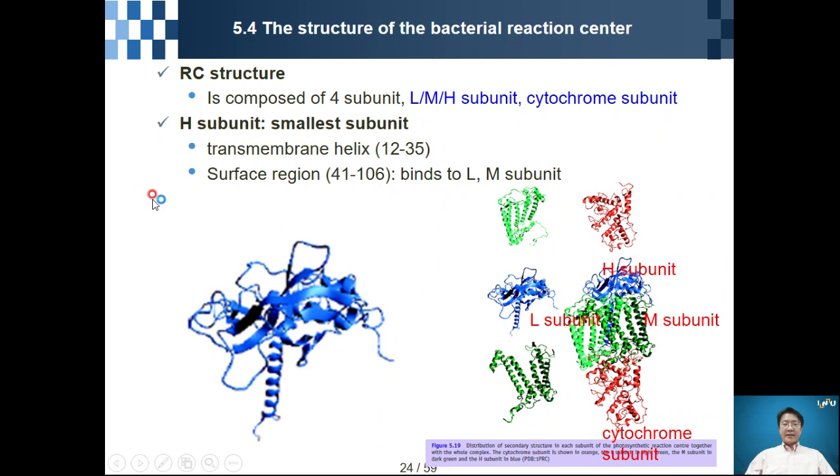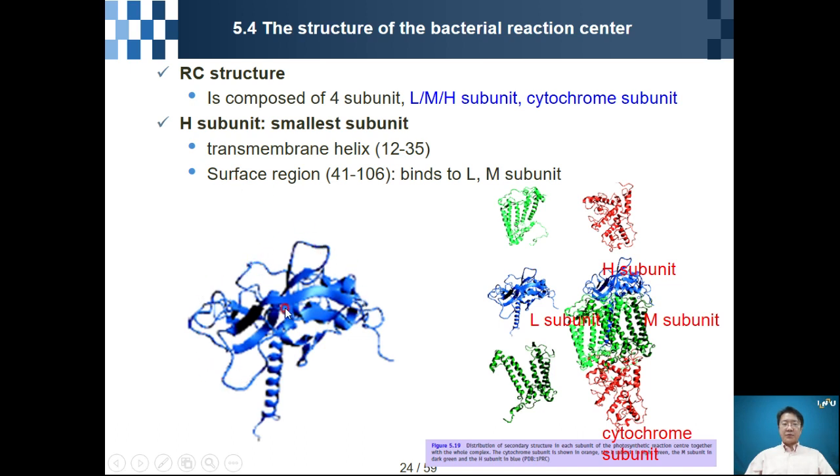In this slide, I will explain the bacterial reaction center structure. This is the bacterial reaction center. The RC is composed of 4 subunits: the L subunit, the M subunit, the H subunit, and the cytochrome subunit. Let me start with the H subunit. The H subunit is the smallest subunit. This is the H subunit; the blue color is the H subunit.